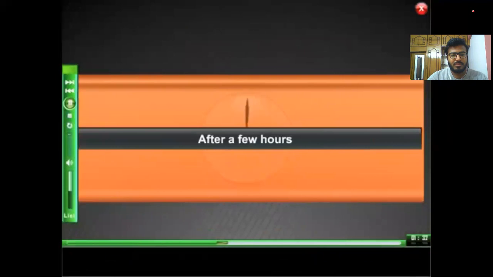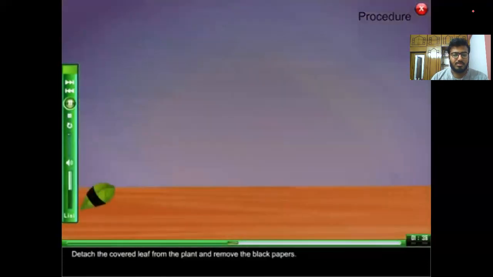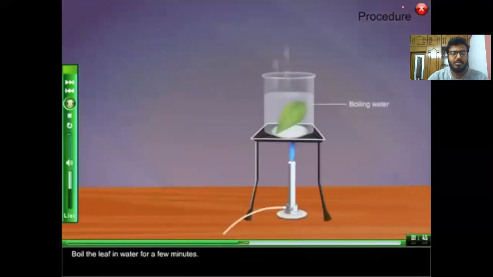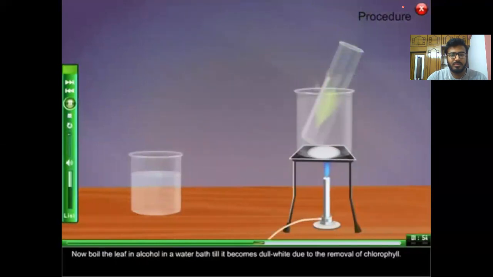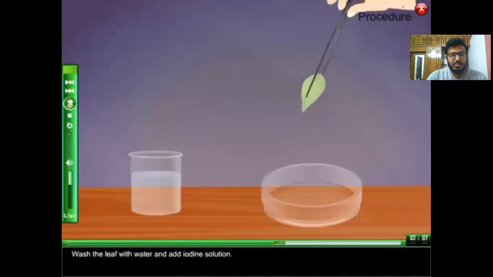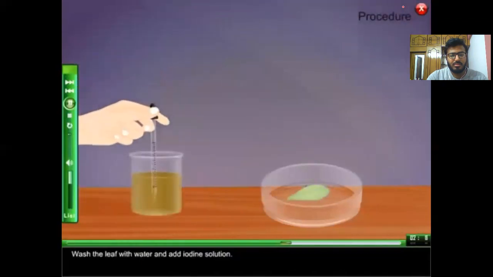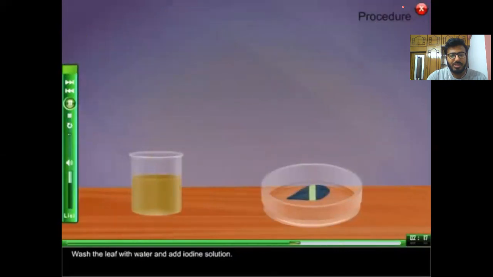After a few hours, detach the covered leaf from the plant and remove the black papers. Boil the leaf in water for a few minutes. Now boil the leaf in alcohol in a water bath till it becomes dull white due to the removal of chlorophyll, same as the procedure in the first activity. Wash the leaf with water and add iodine solution. Okay, you can see that.